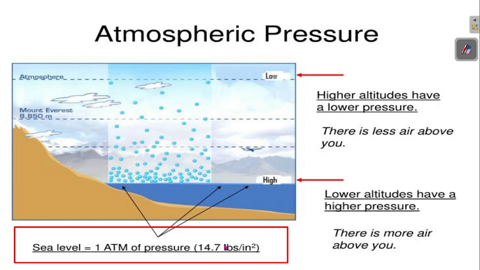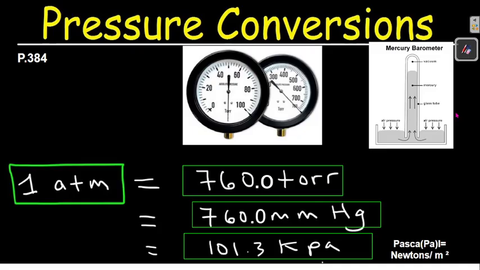You don't have to memorize these. But by convention, that's called atmospheric pressure of 1. And if you don't understand these, after you read the book and watch the video, ask me questions when we meet on Fridays. Pressure conversions, page 384.